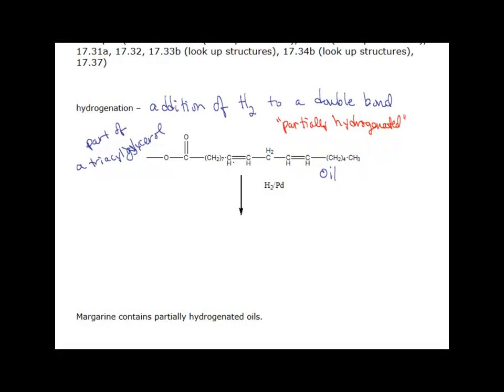The problem with margarine and that partially hydrogenating step is that partial hydrogenation leads to trans double bonds.